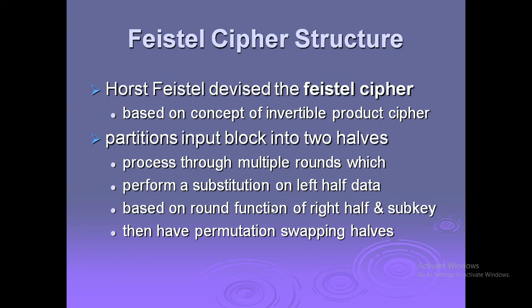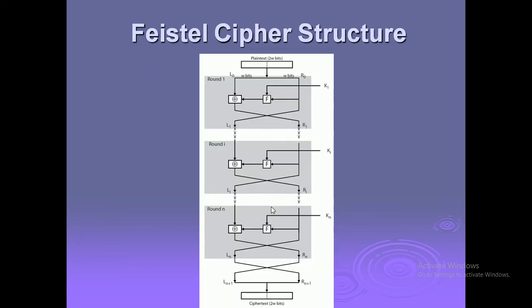Feistel cipher structure. Horst Feistel devised the Feistel cipher based on the concept of an invertible product cipher. It partitions the input block into two halves and processes them through multiple rounds, performing a substitution on the left half of the data based on a round function of the right half and subkeys, then a permutation swapping the halves. This is the diagram of the Feistel cipher structure.